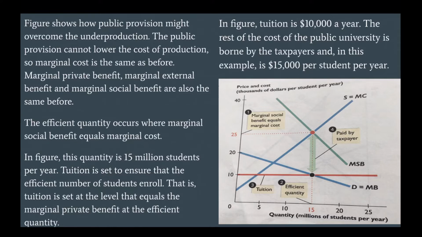Tuition is set to ensure the efficient number of students enroll. That is, tuition is set at the level that equals the marginal private benefit at the efficient quantity. In the figure, tuition is $10,000 a year. The rest of the cost of the public university is borne by the taxpayers, and in this example is $15,000 per student per year.